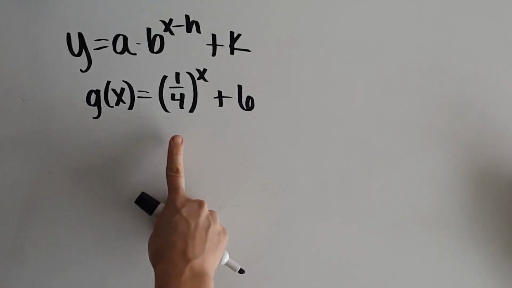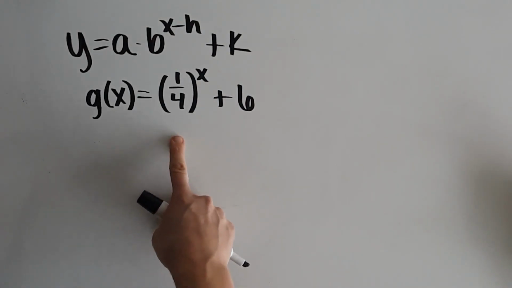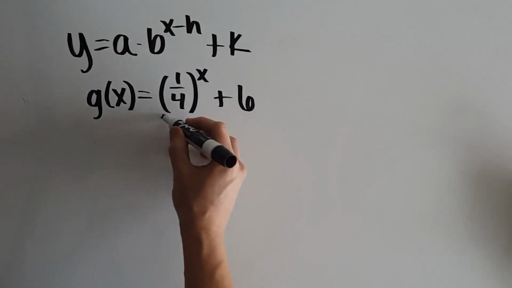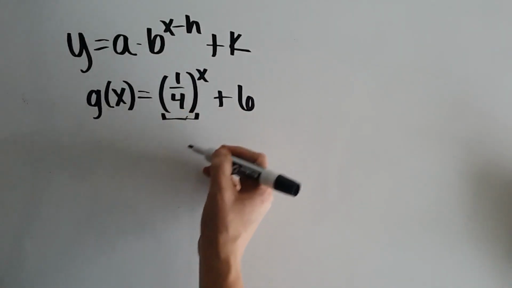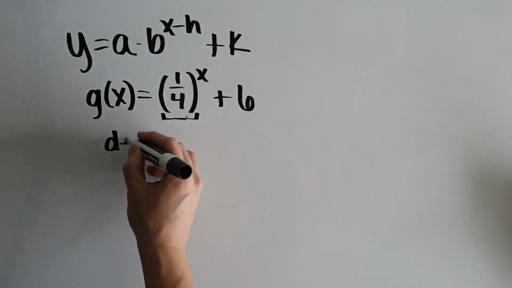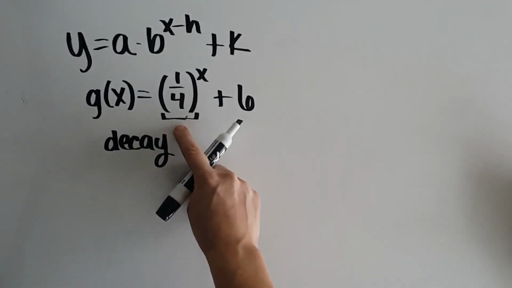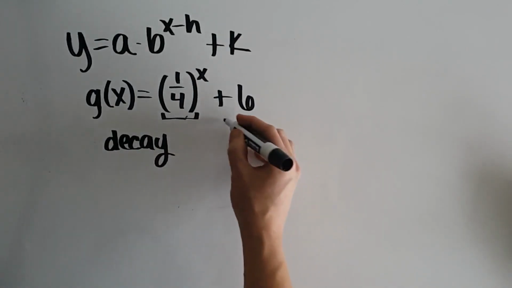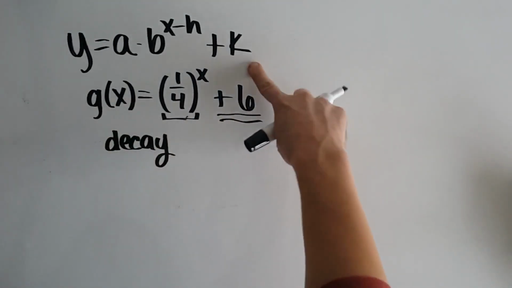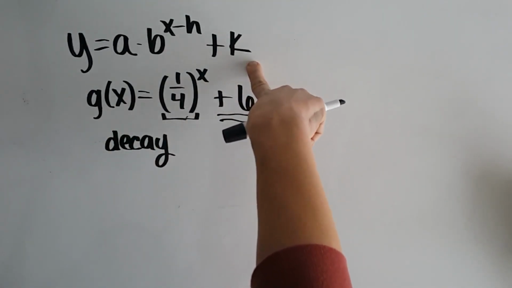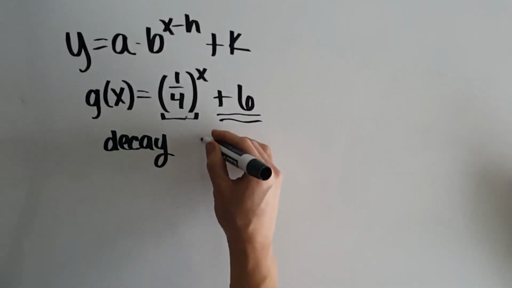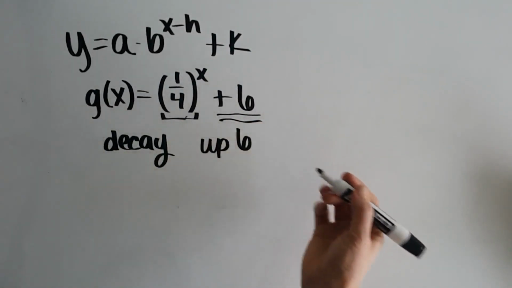In this example, we have g of x equals 1/4 to the power of x plus 6. So this 1/4, first of all, I didn't really talk about this in the last example, but it tells me that we're going to have a decay function because of that base being less than 1. But then I see this plus 6. That's in the spot of k, so I know that's a vertical shift. So we know that it's going to go up 6 units.